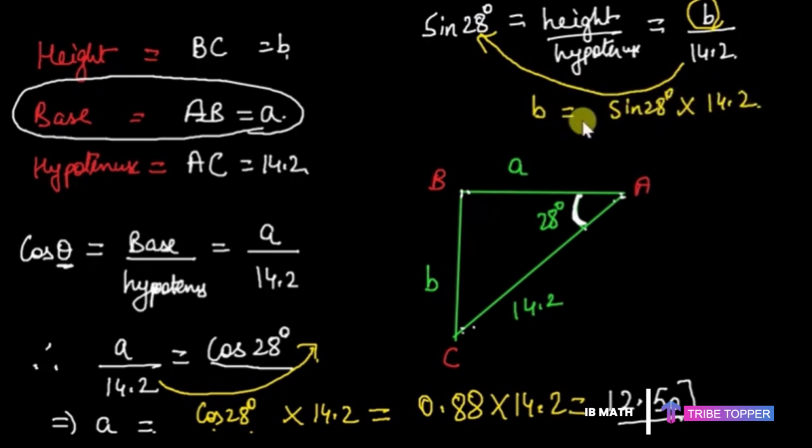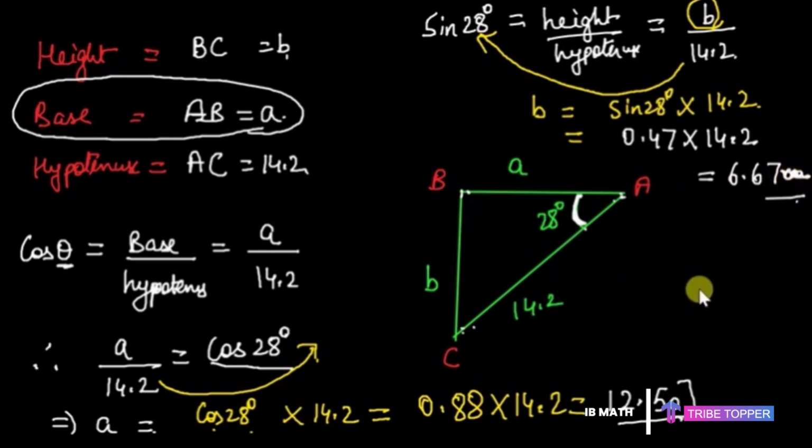Now what is the value for sine 28? This is 0.47. Now multiply this 0.47 with 14.2. What do you get? So we get 6.67 centimeters. If they have put the units, otherwise you don't need to put the units.